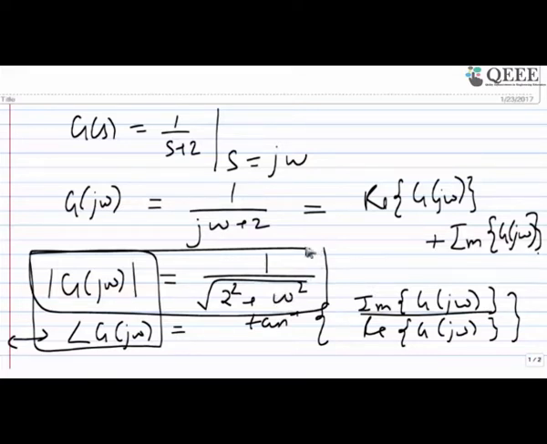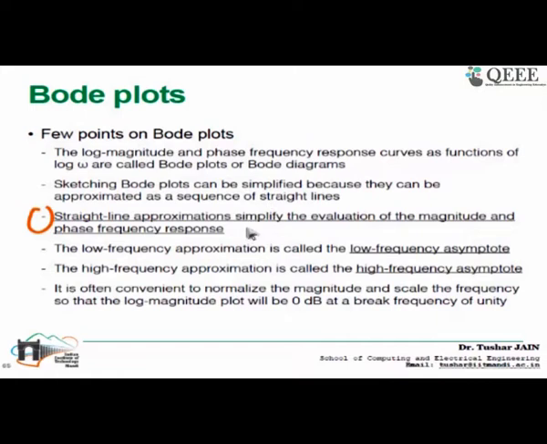Since we are talking about a linear system, when you start plotting this mathematical function, you generally get smooth curves. When we say straight line approximations, we'll see in the next slide what we mean exactly. But the point to be noted here is that whenever we have a function of frequency, as we have seen for the phase response and the magnitude response, they are generally smooth functions of omega.